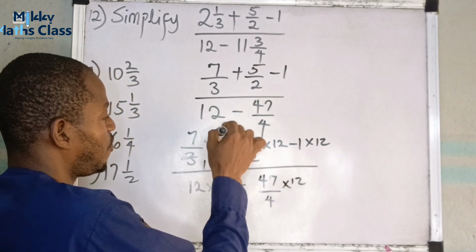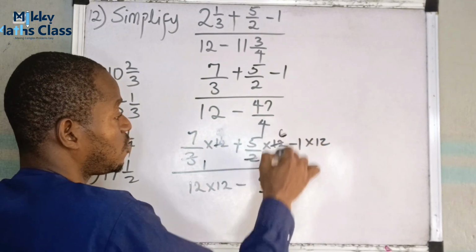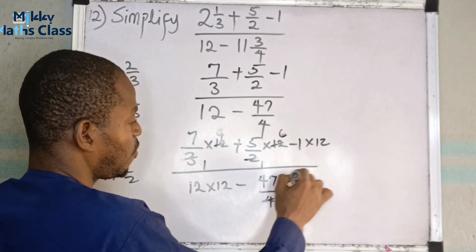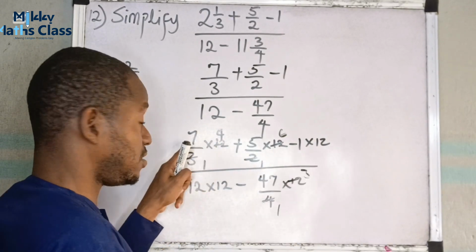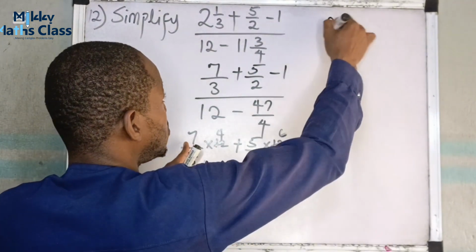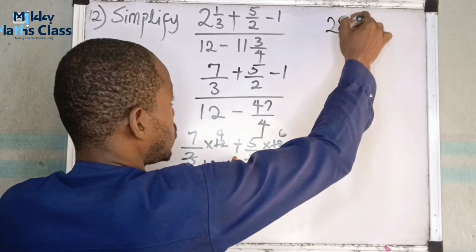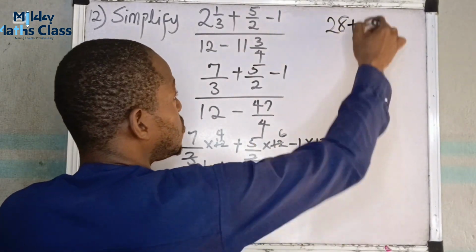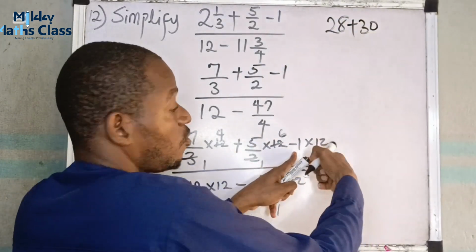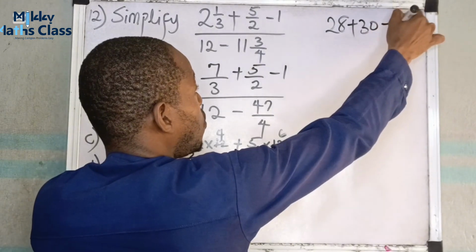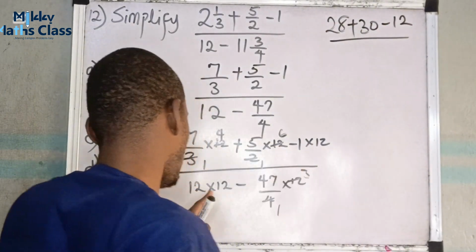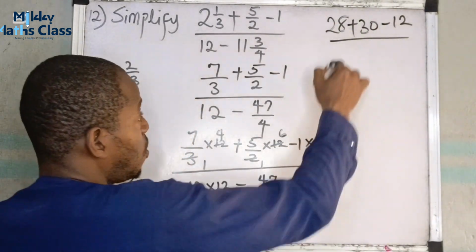3 here 1, 3 here 4. 2 here 1, 2 here 6. 4 here 1, 4 here 3. So 4 times 7 is what? 28, plus 5 times 6 is 30. Negative 1 times 12 is negative 12 over 12 times 12 is 144.